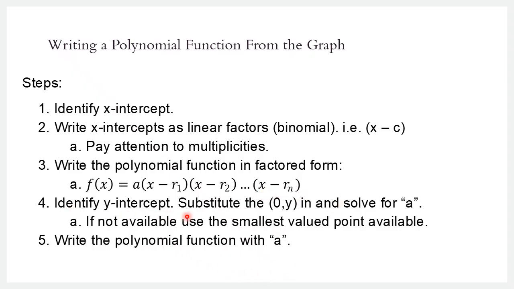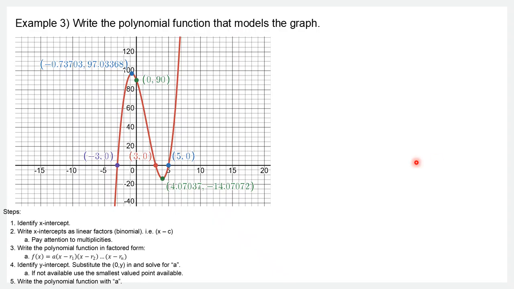Then we're going to identify the y-intercept and substitute the 0, y in to solve for a. If not available, we're going to use the smallest valued point available. And then we're going to write the polynomial function with the a value. So we're trying to find the exact polynomial to match what's being given. So here's our function. We're going to go through these steps and follow exactly what has been listed.